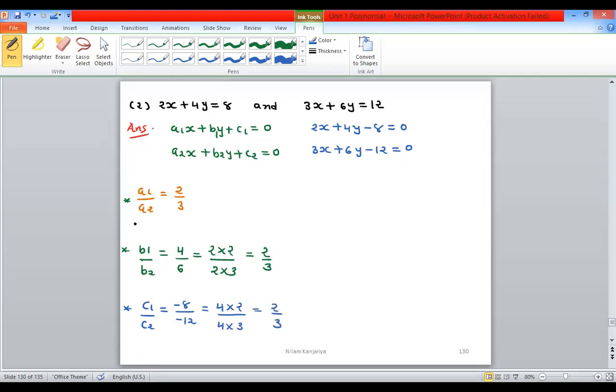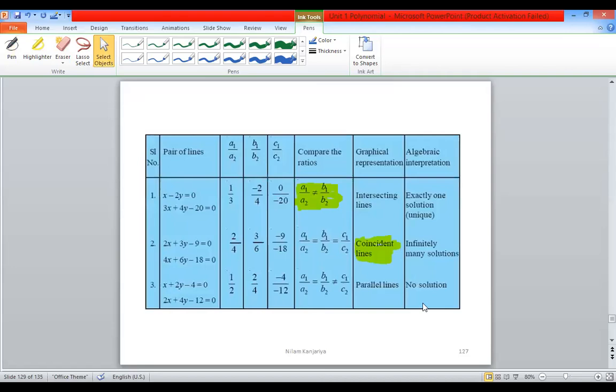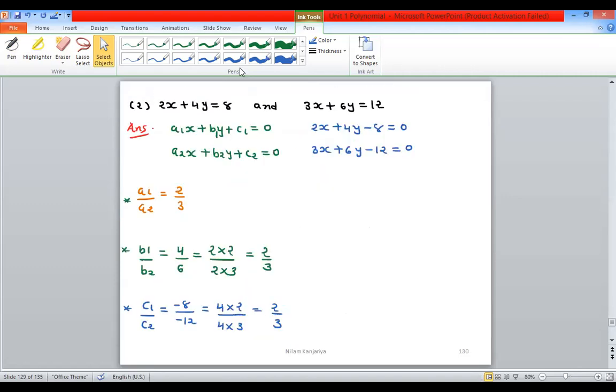And look, a1 upon a2, b1 upon b2 and c1 upon c2, they all three are same. So which condition is satisfied? Look at your screen. All three are same: a1 upon a2, b1 upon b2, c1 upon c2. Then you can say the lines are coincident and it has infinitely many solutions. Hope you cleared. In the last you can write here which condition is satisfied here.